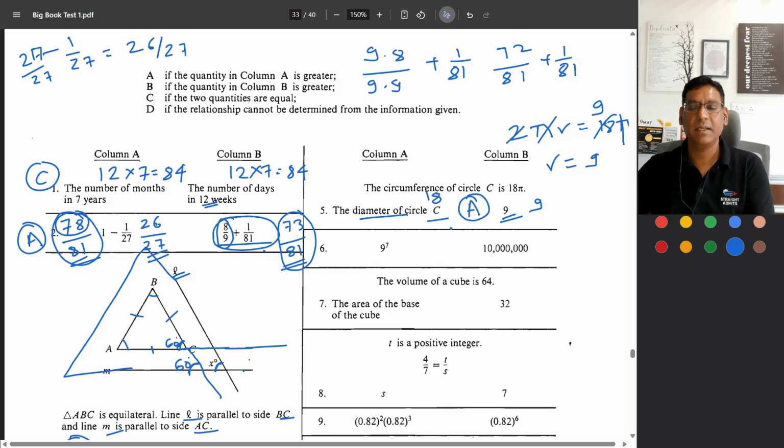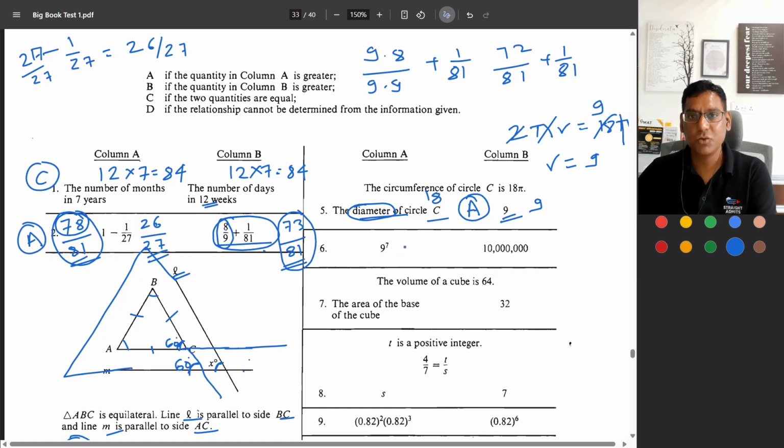This is slightly tricky. People who are prone to making silly mistakes, they might just pick 9, right? But they are asking for diameter, not the radius. If this was radius, the answer would have been C. So be careful about these small things. Whenever you hear radius or diameter, always double verify what they are actually talking about.